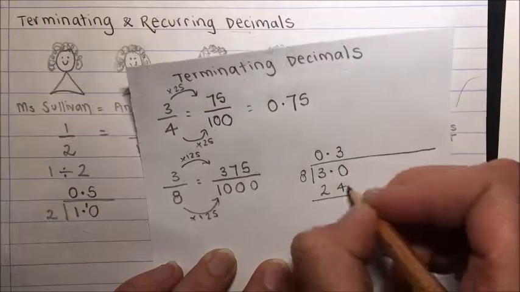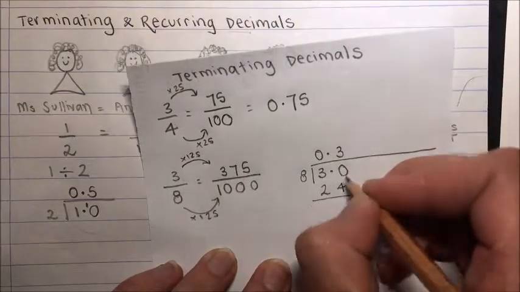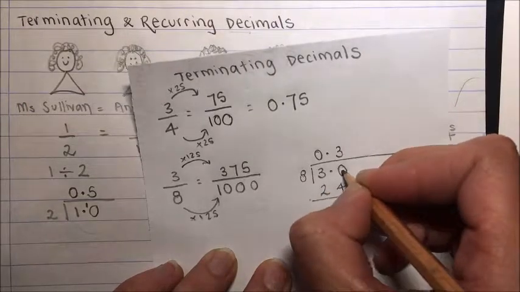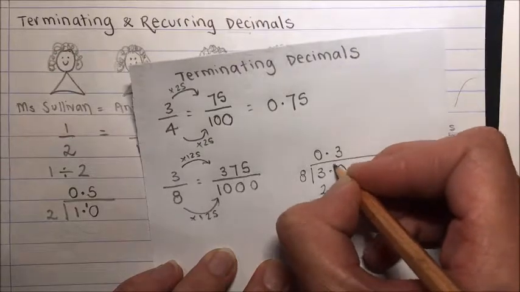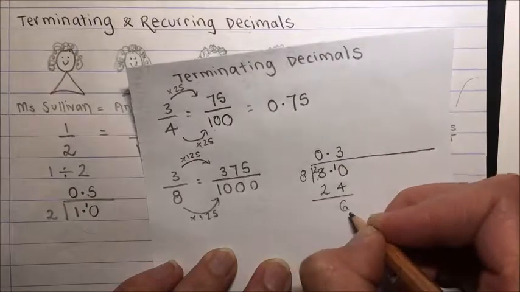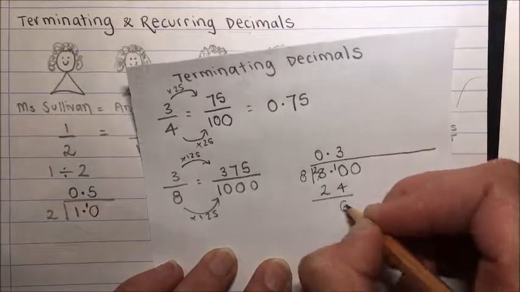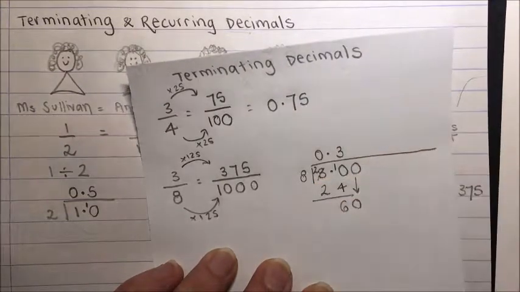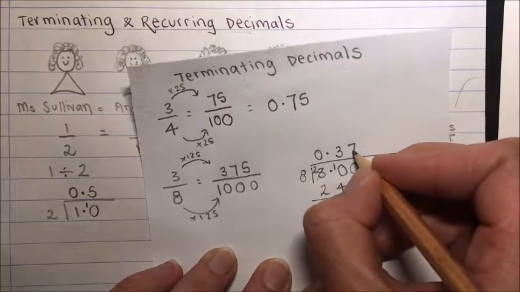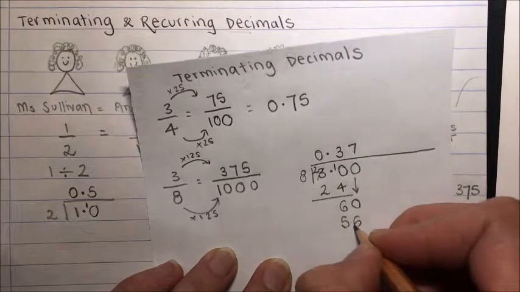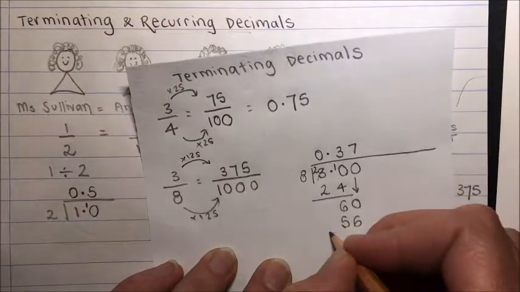24. And 30 minus 24, well, let's just practice doing actual subtraction longhand. 0 take away 4 I can't do, so I'm going to take a 1/10 from you. So 10 minus 4 is 6. Now I need to add another 0 because 8 doesn't go into 6. So I'll bring that 0 down, 8 into 60. Oh, 8 does go into 60. 8 goes into 60 7 times. 7 times 8 is 56.